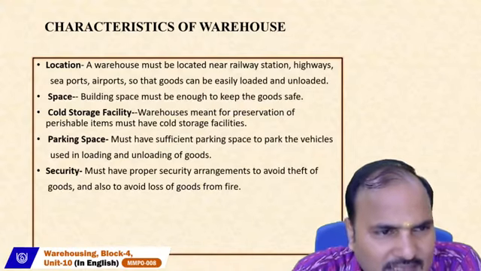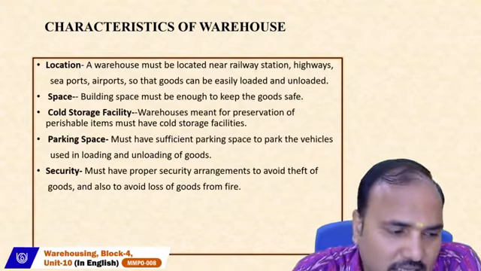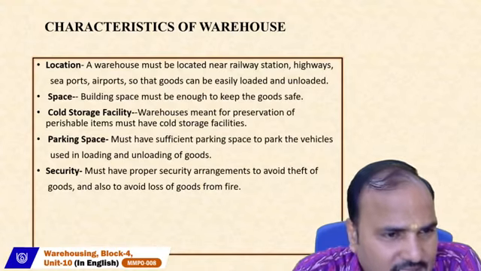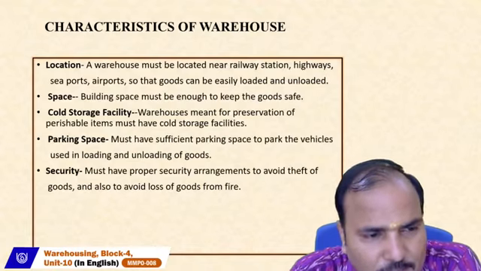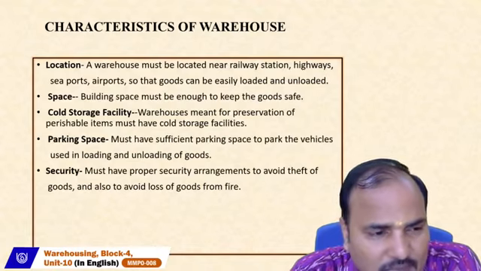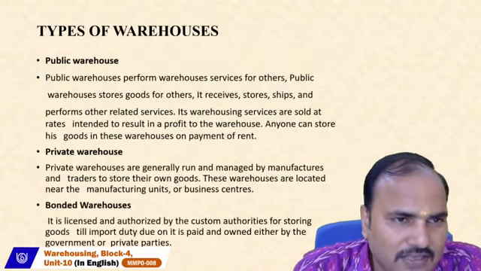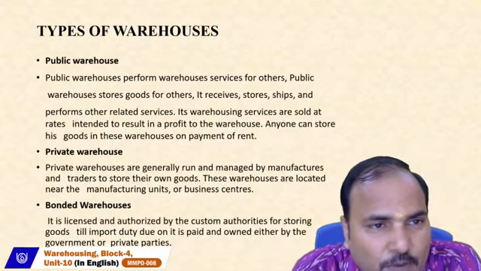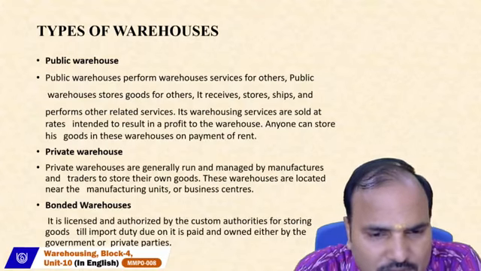So these are the basic characteristics we already discussed. One is location. Second is space. Third is cold storage facilities. Fourth is parking space. Fifth is security. Understood? Have you remembered these characteristics? Now let us move on to the types of warehouse. What are the different categories or types?